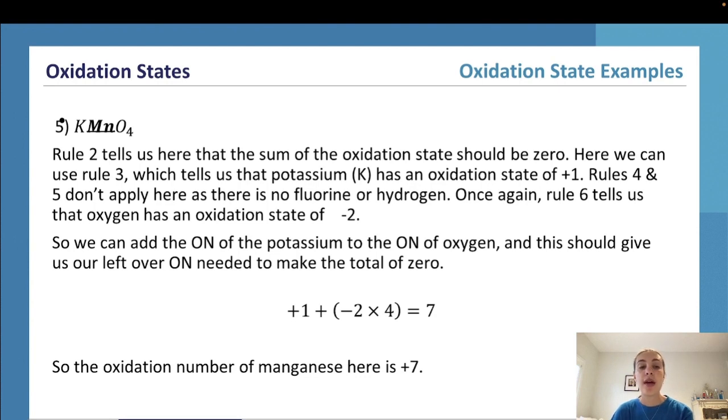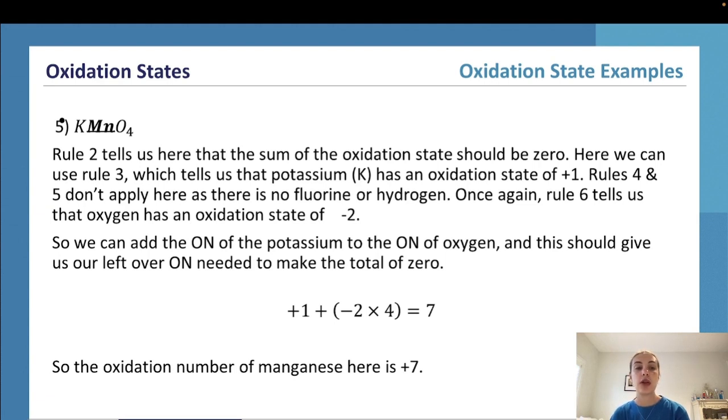Rules 4 and 5 aren't going to apply because we've got no fluorine and no hydrogen in this particular molecule. And then we next go on to rule 6, and rule 6 is going to tell us that oxygen has an oxidation state of -2.